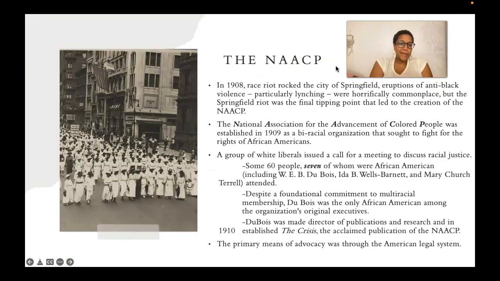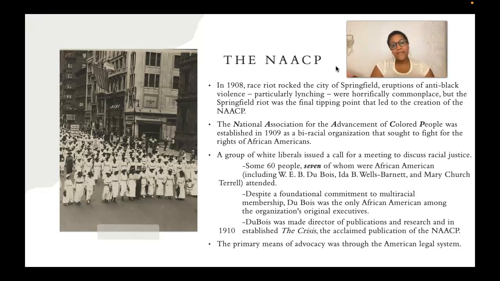So let's talk a little bit about the NAACP. The NAACP was formed as a result of a riot, right? In 1908, there was a race riot that rocked the city of Springfield, and eruptions of anti-black violence, particularly lynching, were horrifically commonplace. However, this riot was the final tipping point that led to the creation of the NAACP.